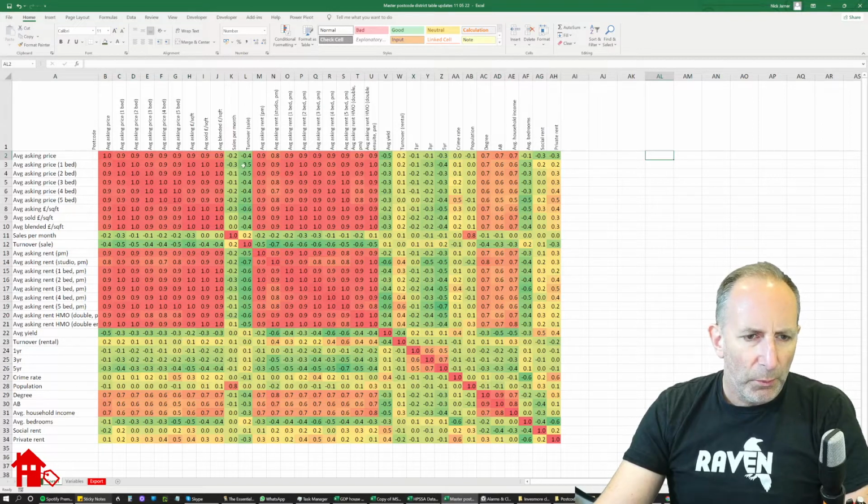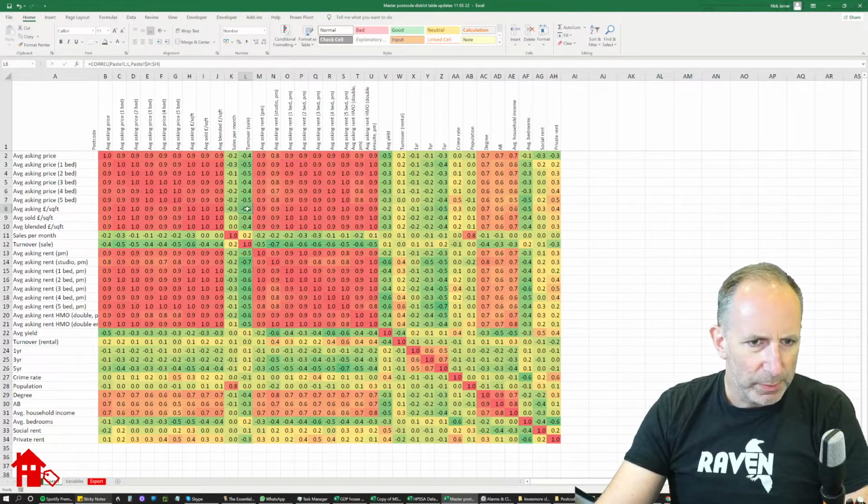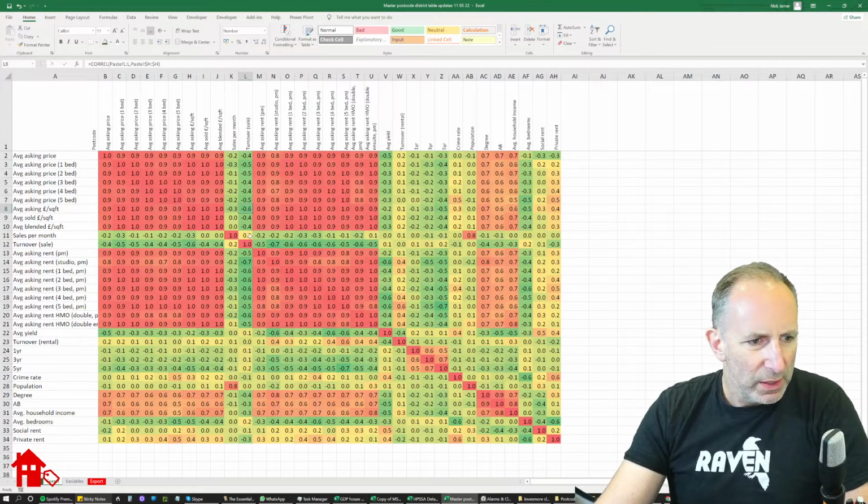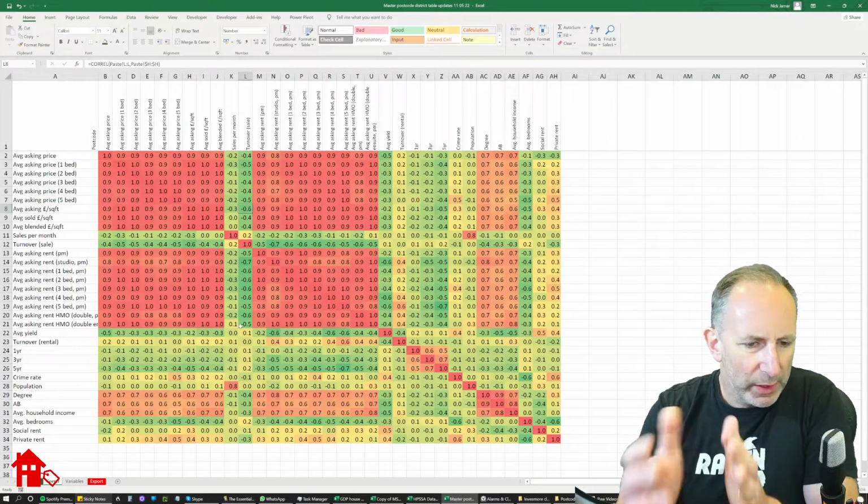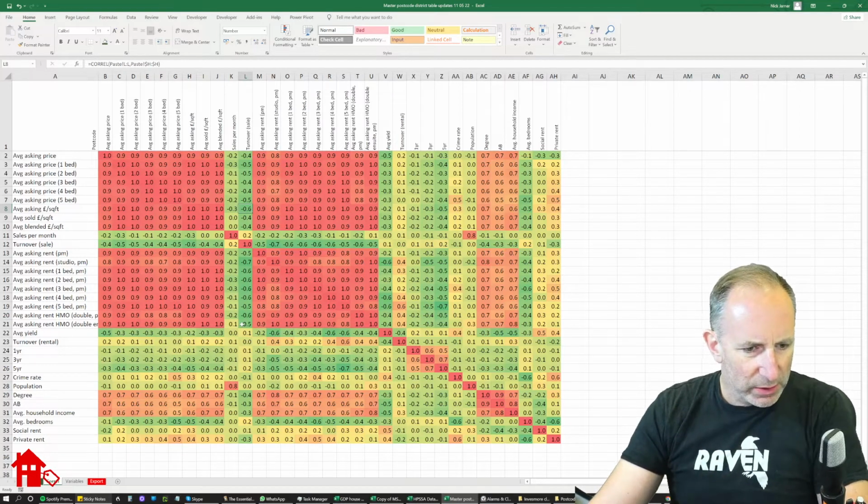Anyway, I won't go into everything, but I'm just going to pick out the things that are definitely interesting. So, for example, the higher the average asking price per square foot, the lower the sales turnover. That kind of figures, I guess. And what I'm looking for here as I go through this are just things that are useful as general indicators. Obviously, very high correlation between the population size and the sales per month. Well, that figures.